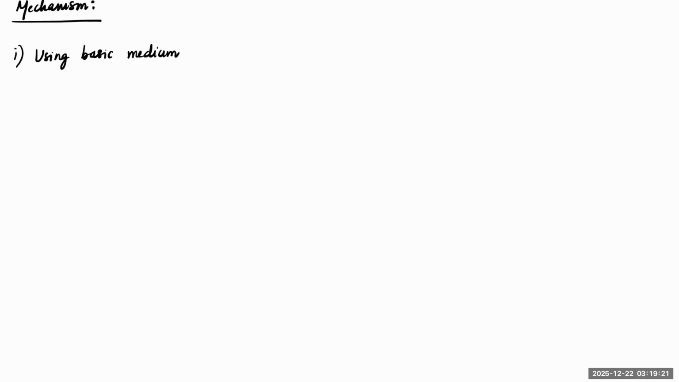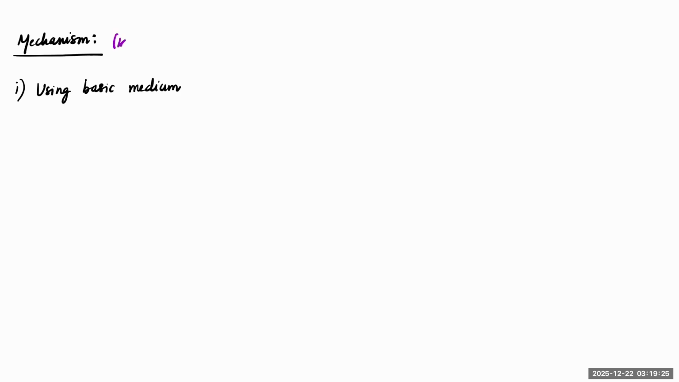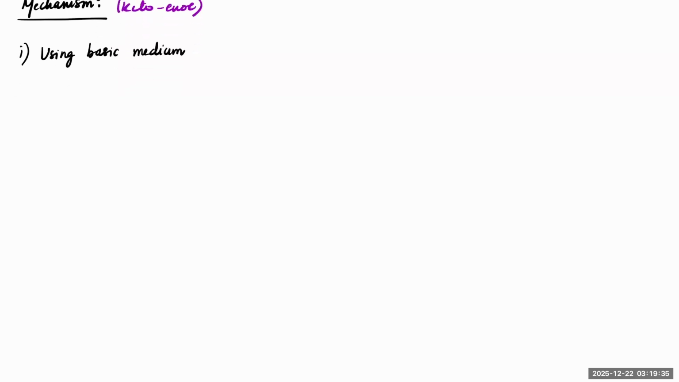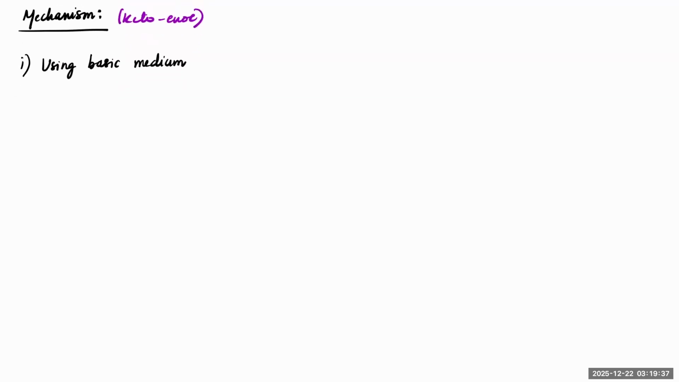Let's see how the tautomerism works. And I'm taking only reference of keto-enol. Well, we can make tautomerism in different functional groups. Our main objective as well as what is there in the syllabus is only keto-enol tautomerism. So first using basic medium, check out. Let me take an example of acetone.